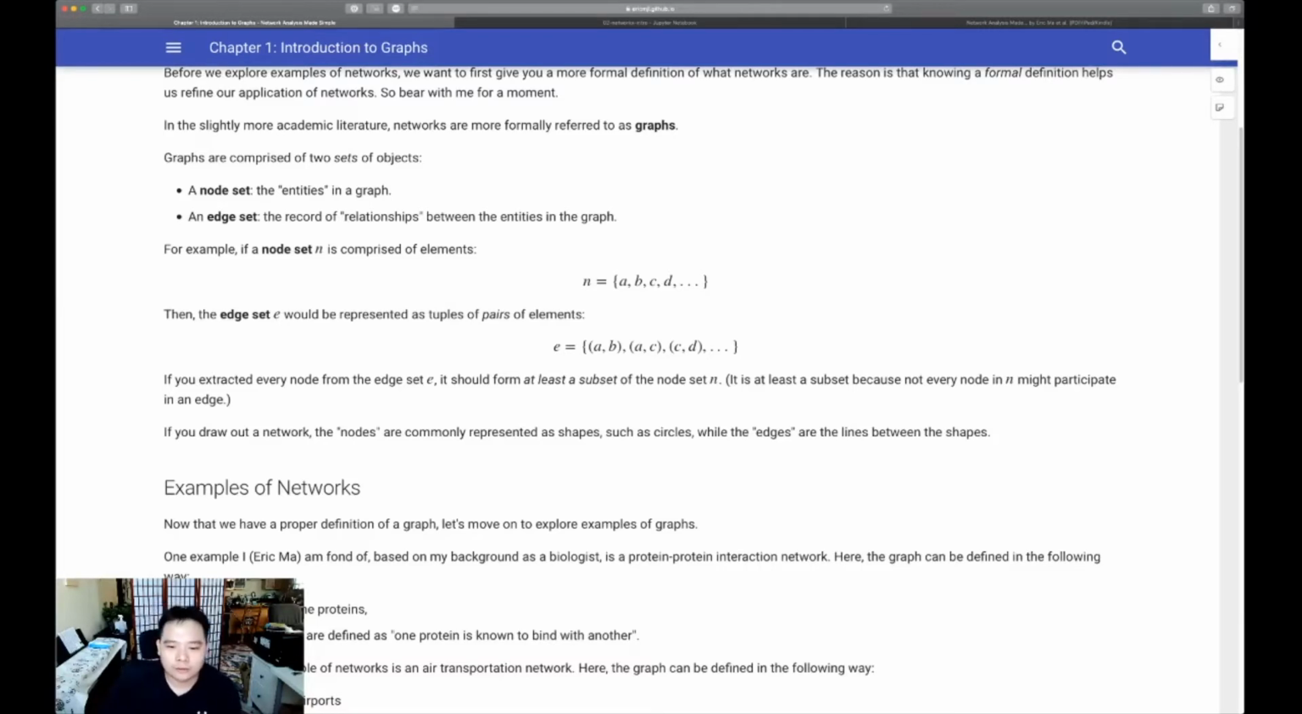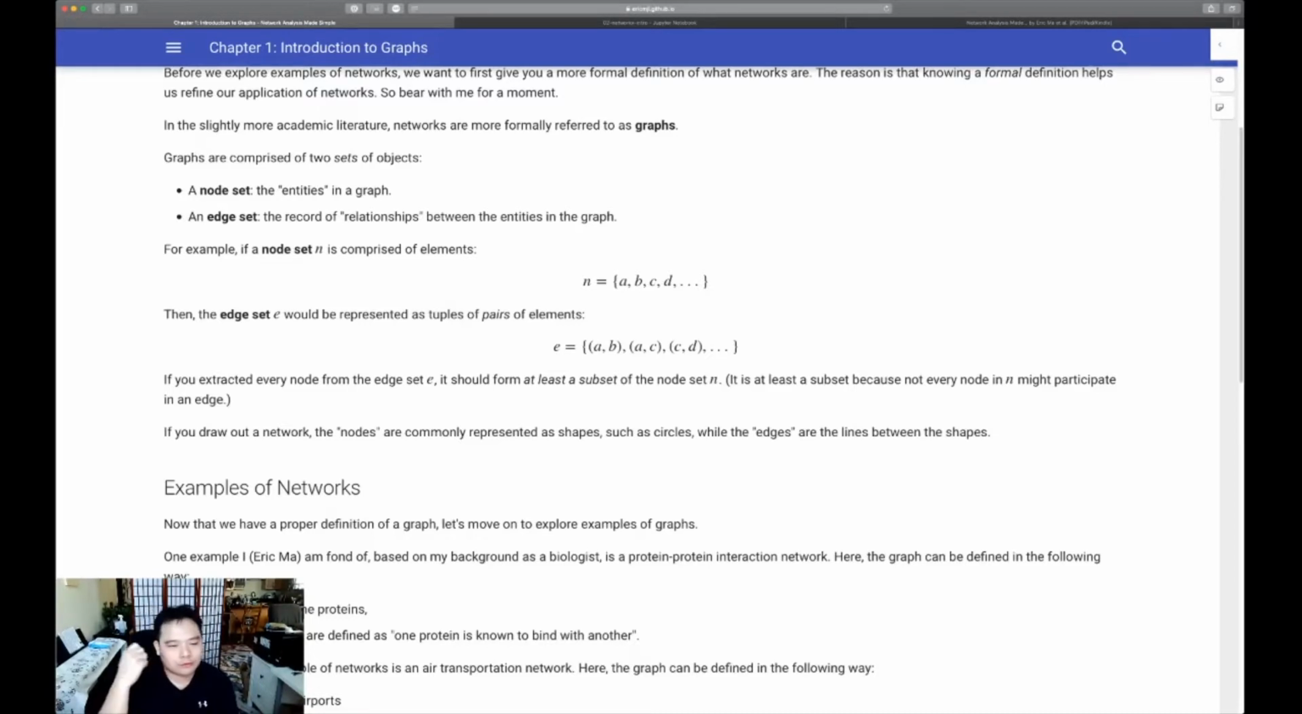All right. So one very important property of the edge set is that if you extracted every node from the edge set E, and calculated what the set of nodes present in E are, every node inside E must be a subset of N, right? The reason is that not every node in N might participate in an edge. You might have singleton nodes. So the node set in E is always going to be a subset of, or equal to, the node set in N.